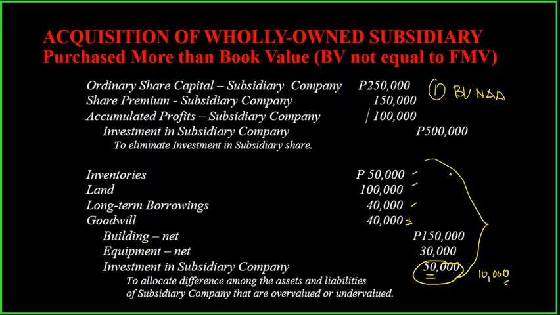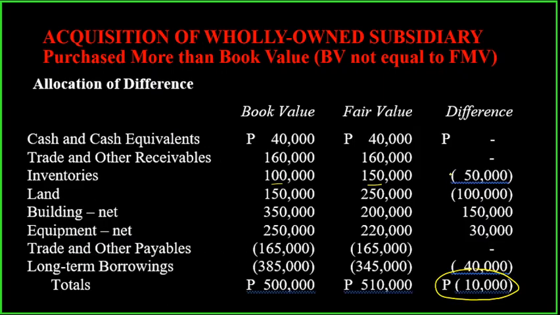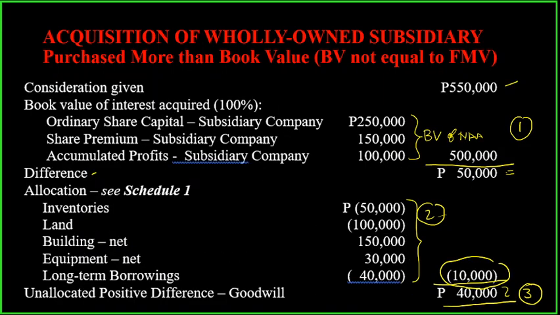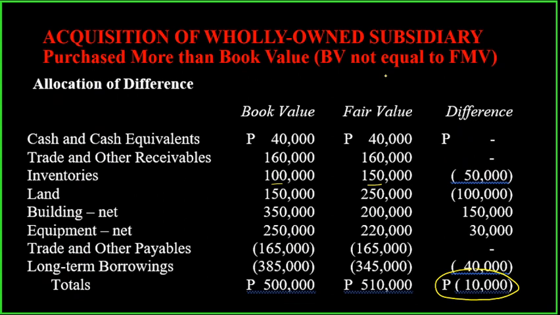Kung gusto mo ng shortcut, palaging tinatanong sa akin kasi may mga tamad eh. Okay, sir, may shortcut ba sa goodwill? Oh, yes, meron. Okay, yung tinuro ko kanina, you have the acquisition price or consideration given less the fair market value of net assets acquired. Here you have the acquisition price at 550. What's the fair market value of net assets acquired? It's 510.